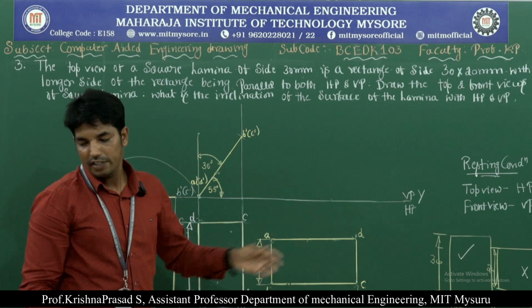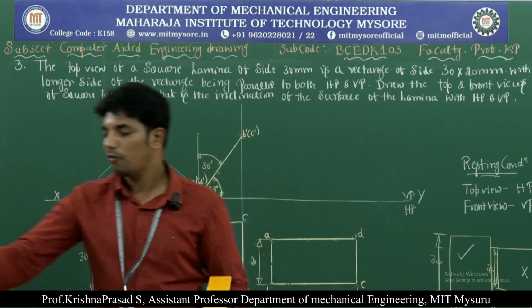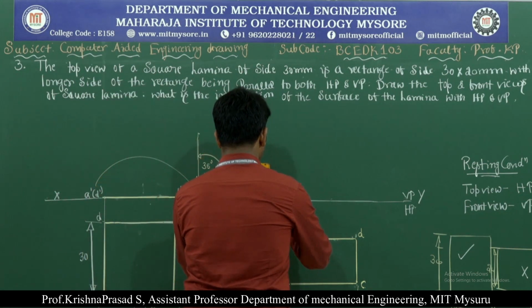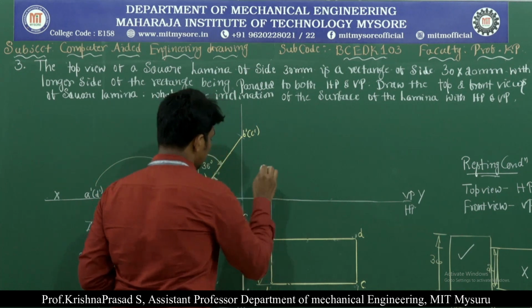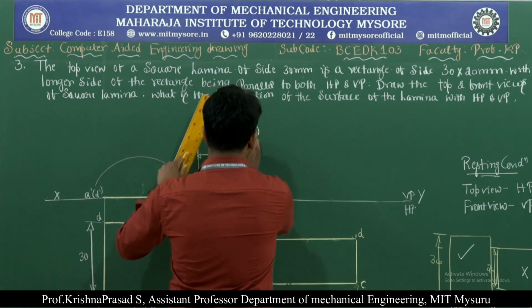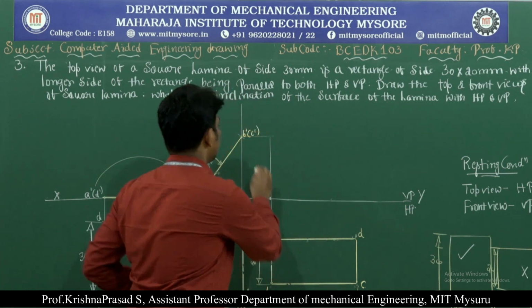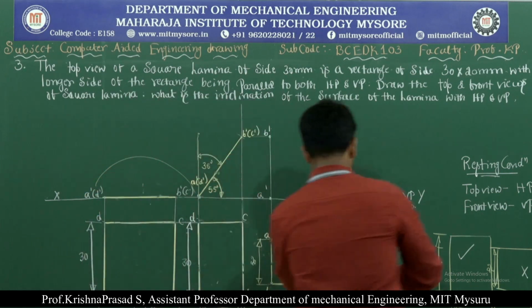The final position we need to draw, then project it to the front view. How are we projecting it? Just draw the projection lines. So this is A and this is A dash, and this point is called A dash. Then this is B, this is B dash, and projecting both, this point is called B dash. Similarly, this is C.